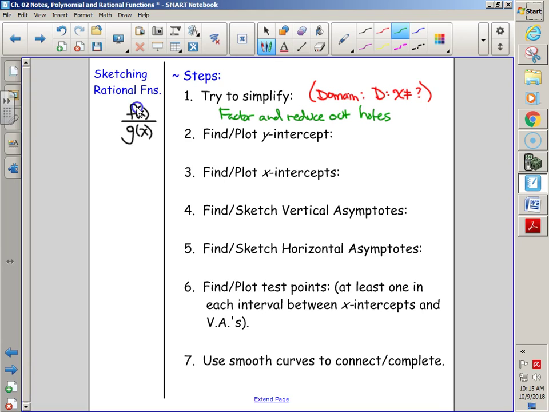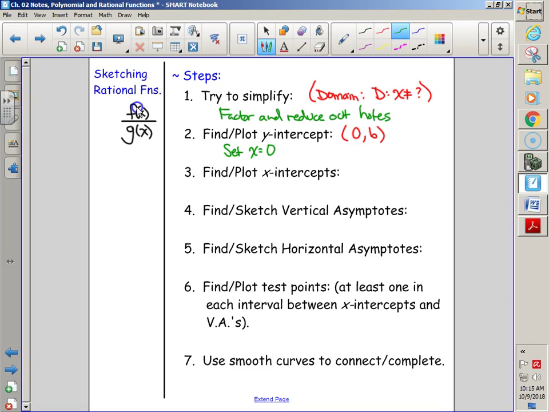Find and plot the y-intercept. Set x equal to 0, right? You're going to find whatever. It could be 1 b. It could be multiple intercepts. No. Actually, it can't be. If it hit the y-axis twice, it wouldn't be a function. So maybe it will only be 1 or none.